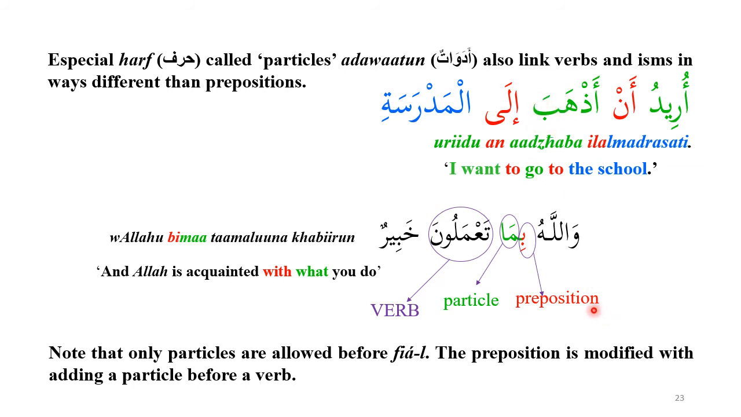Okay, and it is very important to understand that the preposition in Arabic cannot come before verbs, which you can see in this ayat from Quran. Allahu bima ta'maluna khabirun, and Allah is acquainted with what you do, right? What you are doing, ta'maluna. So if you say bi ta'maluna khabir it would be wrong. Because the preposition cannot come before a verb, a ma is added. Ma is bima ta'maluna khabirun.